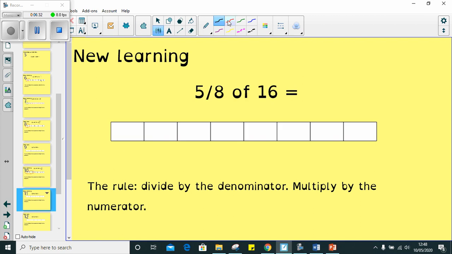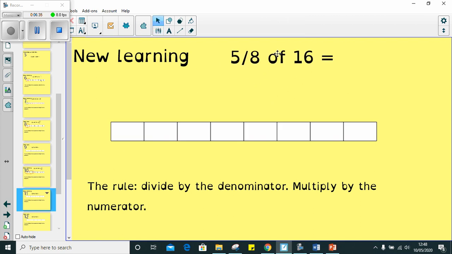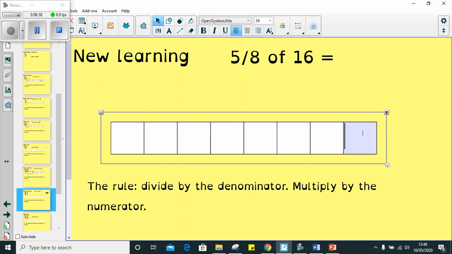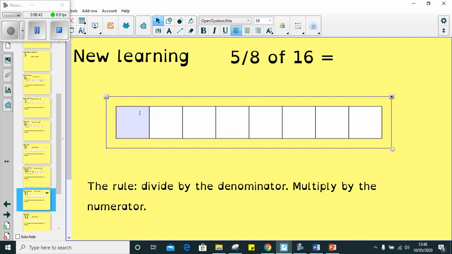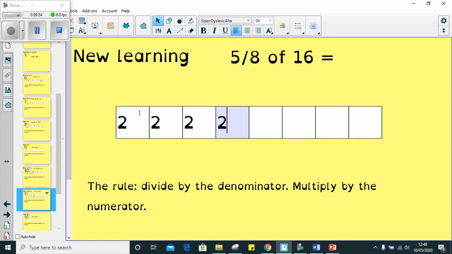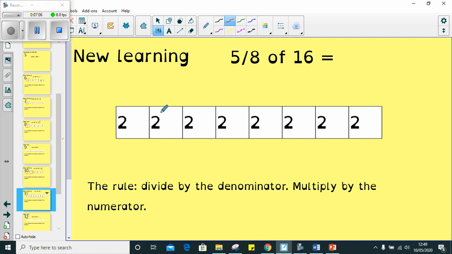Let's have a look at this one. So I'm doing 5/8 of 16. So I'm doing 16 divided by 8 first. So I know that 16 divided by 8 is equal to 2 because I've got 8, 16. 2, 2, 2, 2, 2, 2, 2. So there we go. I've split mine into 8 equal pieces there. I want 5 of these pieces. 1, 2, 3, 4, 5.